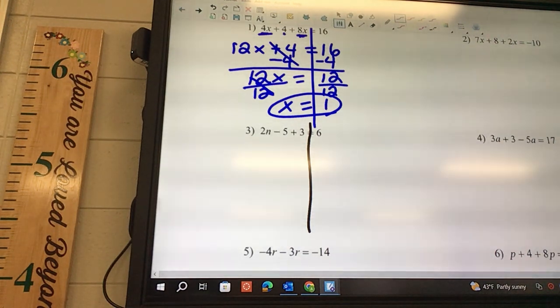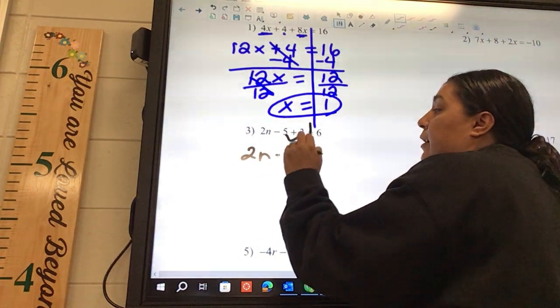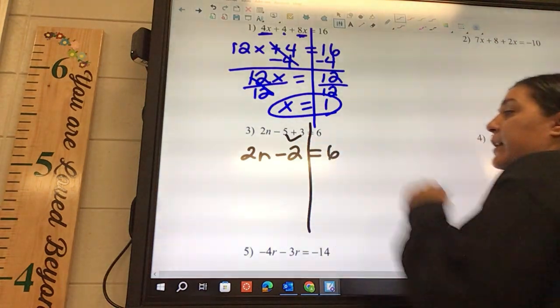Now, some of you guys don't know how to combine. When we combine, you literally type in what the paper says on your calculator. So you would type in minus 5 and then plus 3. That's how we combine. So minus 5 plus 3 is what? Negative 2. So we're going to get 2n minus 2 equals 6.